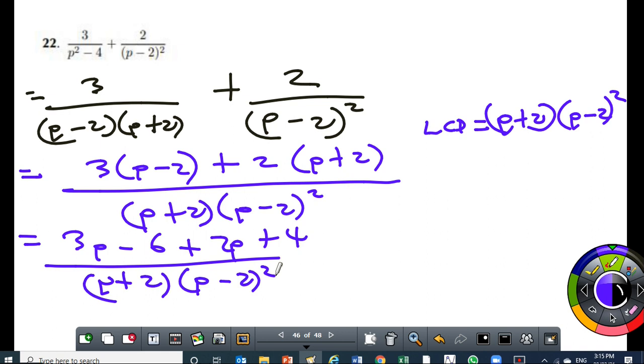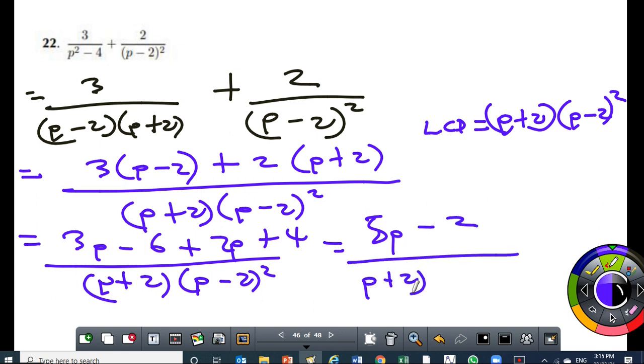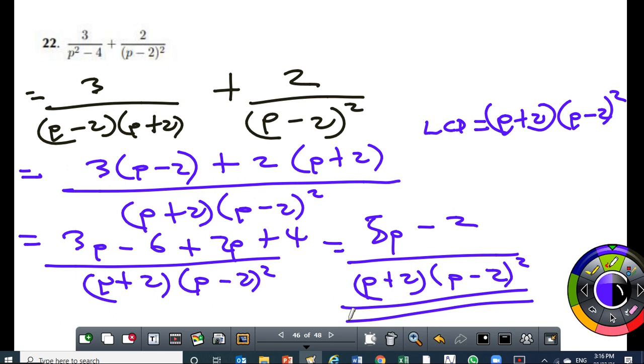Now we can simplify this further. 3p plus 2p gives us 5p. Minus 6 plus 4 gives us negative 2, all over p plus 2 times p minus 2 all squared. And that will be your final answer. Okay? All right?